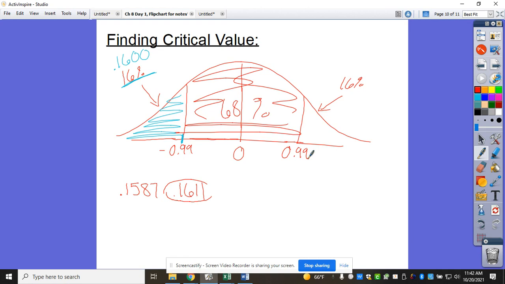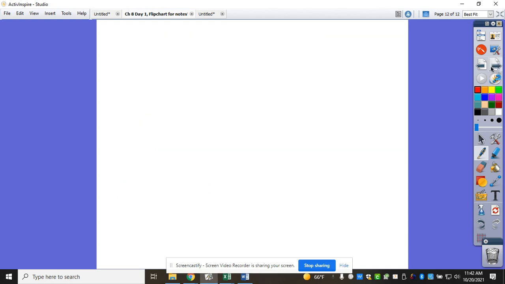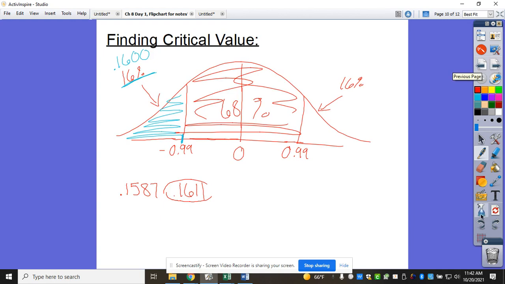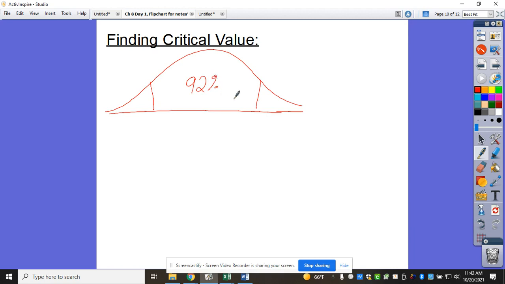So let's do one together. So yours says this on there, right? Or no, whatever it says, find it for 92%. Let's do that one. So let's draw our graph. This is for finding 92%. Where would I draw the 92%? In the middle. So I've got some space on the left, some space on the right. This is 92%.